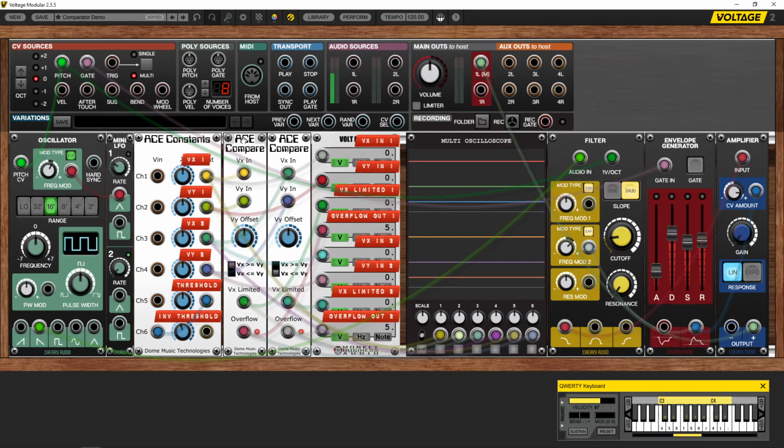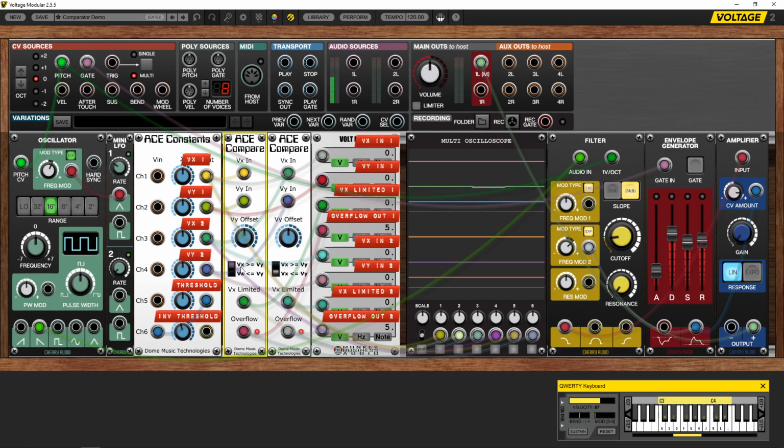In this video we're going to be looking at the ACE Comparator module called ACE Compare. It's quite a simple module, but it's very versatile too. It has two voltage inputs, voltage X and voltage Y. It has an offset knob for voltage Y, which can go up to plus 10 or minus 10 volts.